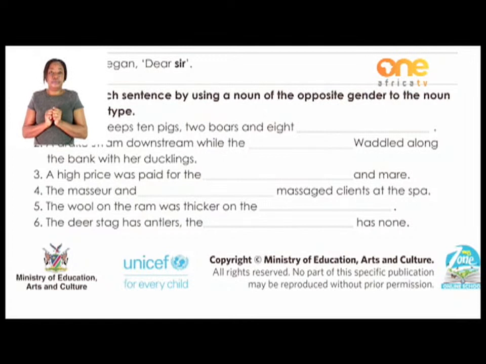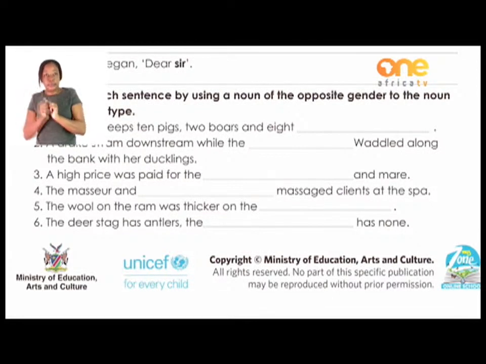You change, if it's male, change to female. If it is boy, change to girl. That is what I'm saying. So just check the words which are in bold. Mr. Brown keeps 10 pigs, 2 bulls, and 8. So now, can you change the gender, which is bold there? All right. So 10 pigs. The boy pigs will say they are bulls. What about the female pigs then? So that will be sows. Sows. Now do the second one as well.